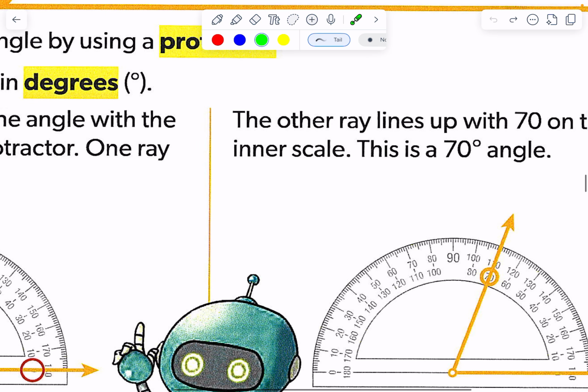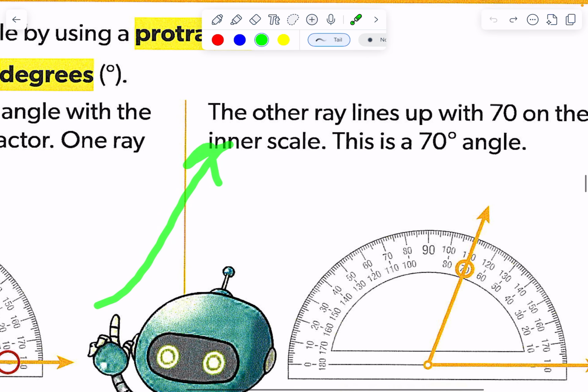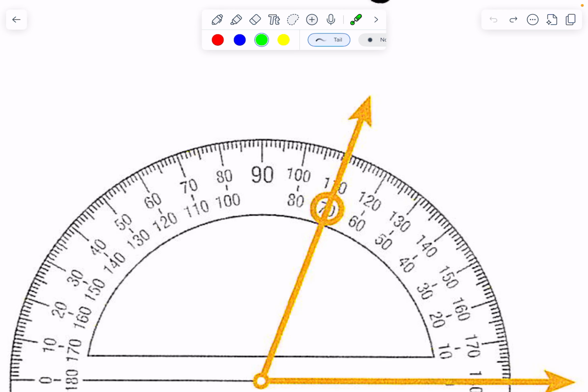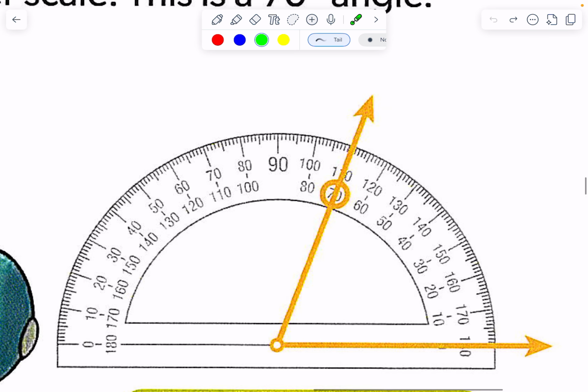And then the other ray lines up with the angle of measure. In this case, the other ray ends up here. Now you can launch students into a turn and talk, and you can say, okay, well, how many degrees is represented by the second ray? Students will say, I don't know. There are 2 of them.